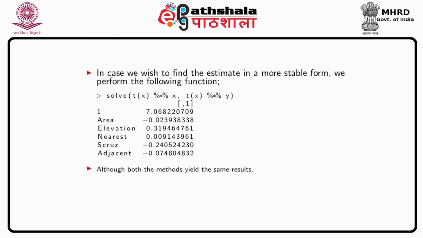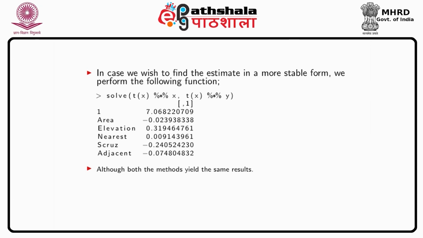Now, other than the functions which we had used in the previous slide, in case we wish to find the estimate in a more stable form, we can perform the following functions. We can use the solve function over the matrix multiplication of transpose of x times x and transpose of x times y. Also, you will see that in this case as well, the output yields the same estimates of beta as we had seen twice previously, first using the function and then using the linear model fitted function.